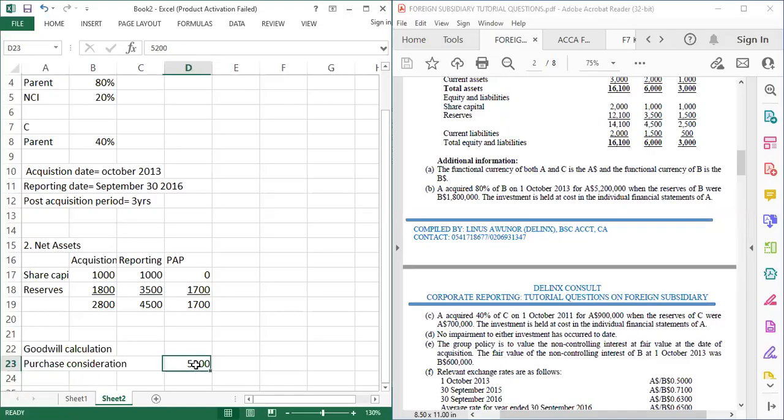Let's translate this. So that will give us 5,200 divided by... We are going to use the translation rate at the date of acquisition, which is 1st October 2030. That will be 0.5. Am I correct?